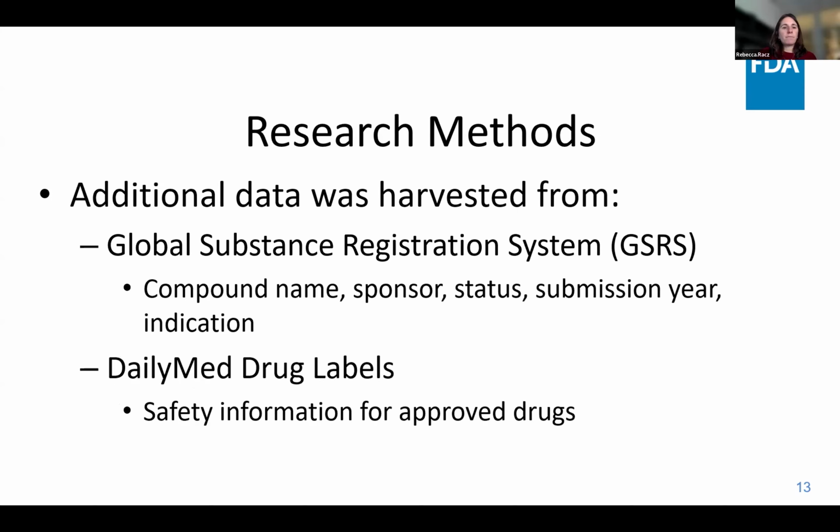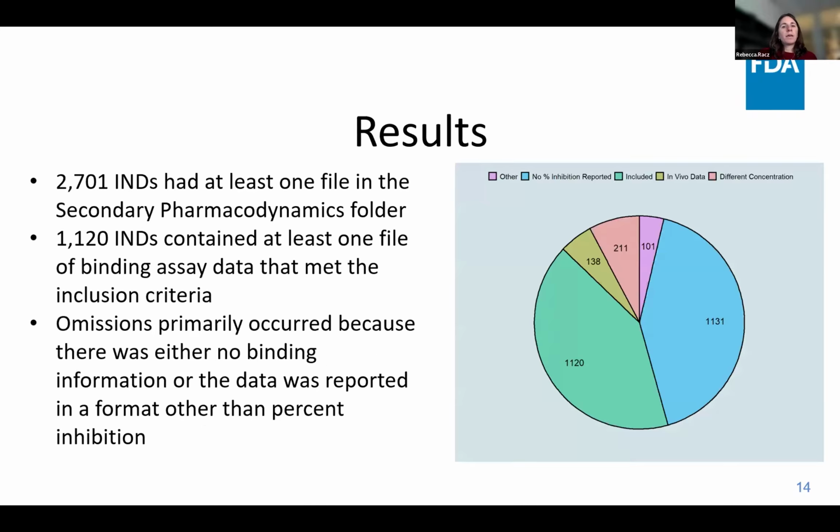Additional data was harvested from the Global Substance Registration System, or GSRS, which is the system that I talked about a little bit earlier, where they actually make the UNIIs. From there, we looked at the compound name, sponsor status, submission year, and indication. And we also gathered some safety information from the DailyMed drug labels for the ones that were approved.